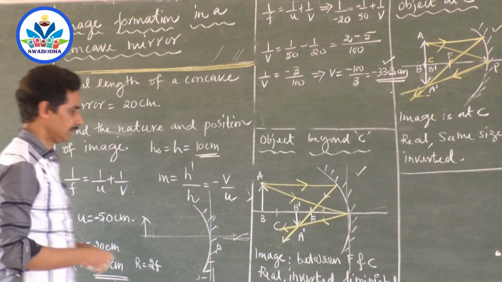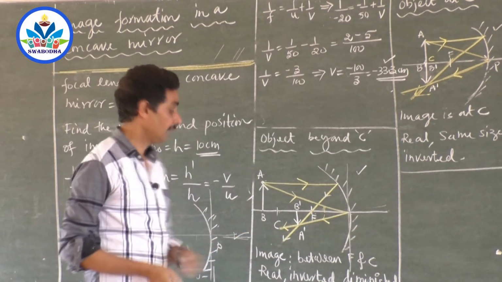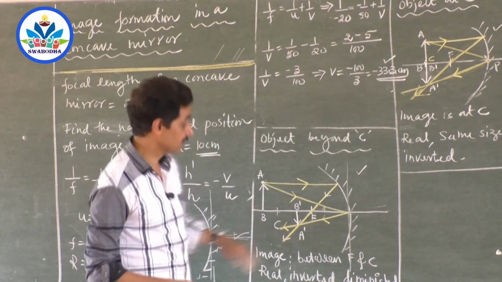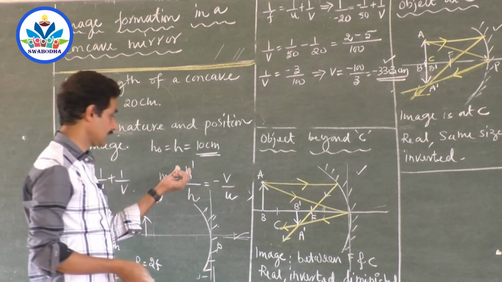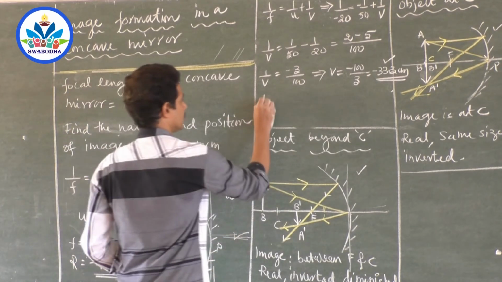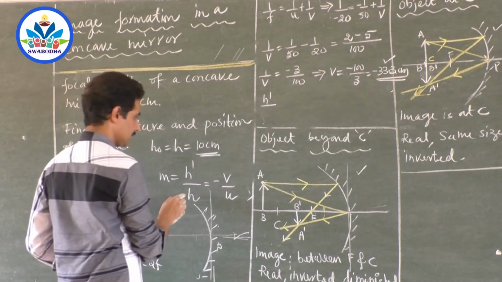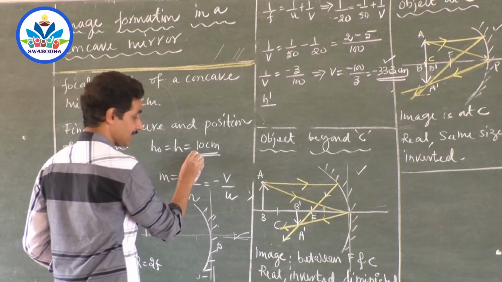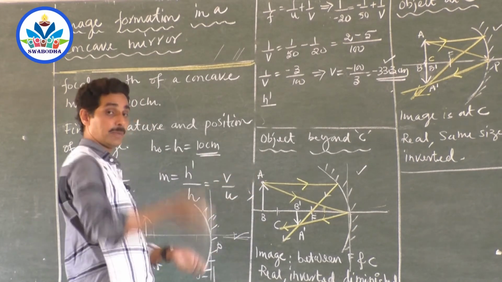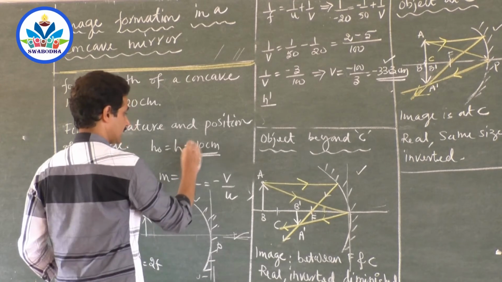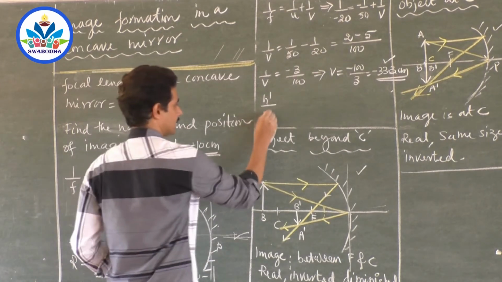Then what will be the height of the image? It should be lesser, let us see, and it is inverted below the principal axis. I want to calculate what is H dash. H dash by H. H is 10. Whether this is plus 10 or minus 10. Object is above the principal axis. So plus 10.